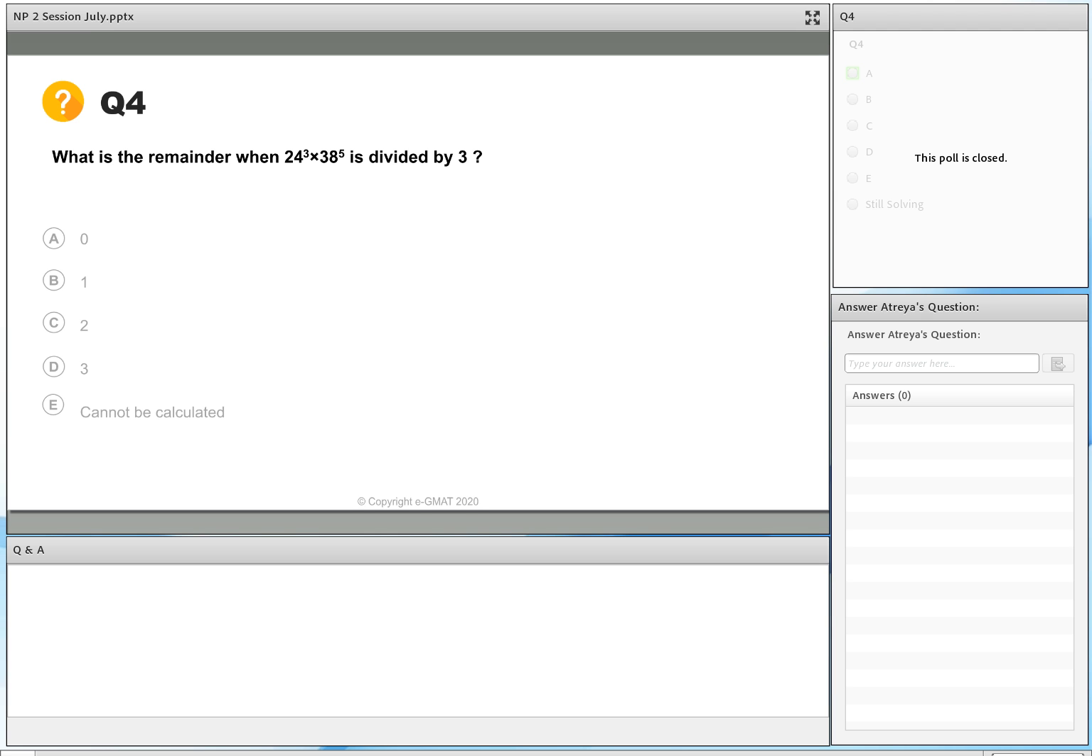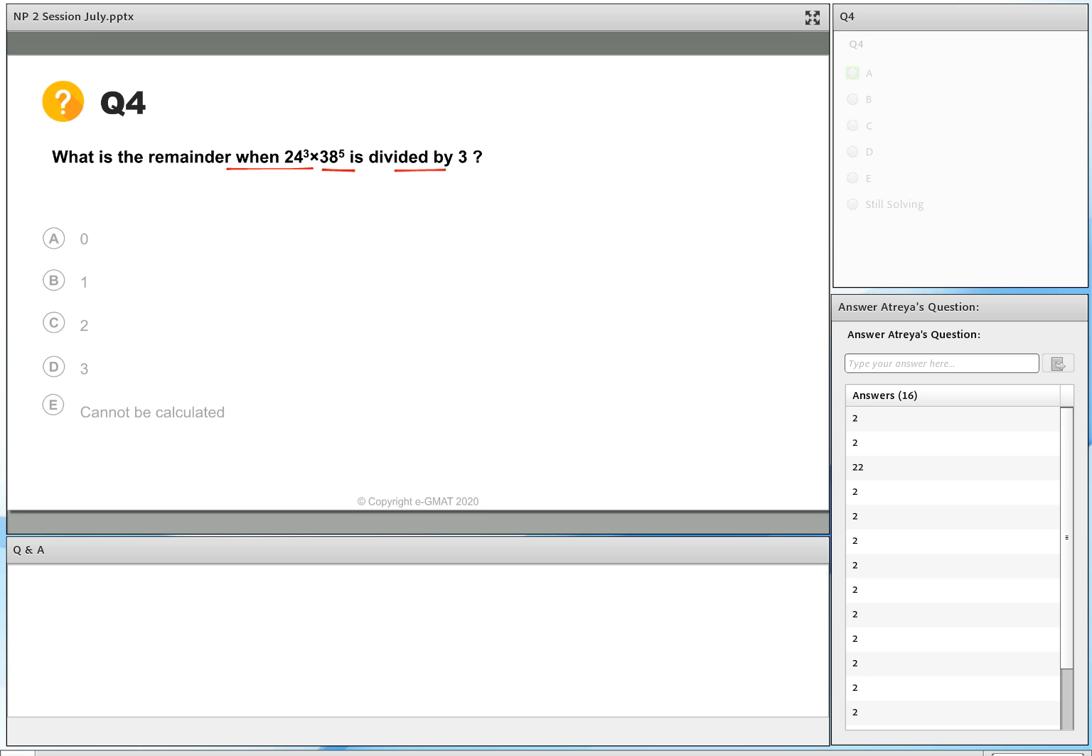And okay, first question in the short answer poll. Tell me, which sequence is better for this question? Sequence 1 or sequence 2? Definitely sequence 2, right? Absolutely correct. Now, how do I use sequence 2 over here? What is the question saying to me? What is the remainder when 24 to the power 3 times 38 to the power 5 is divided by 3?